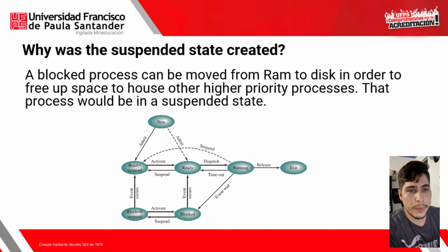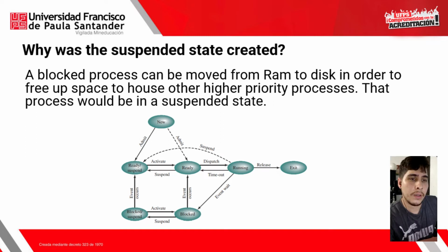There are two independent concepts here: whether a process is waiting for an event, blocked or not, and whether a process has been swapped out of main memory, suspended or not. To accommodate these new combinations, we need 4 states.